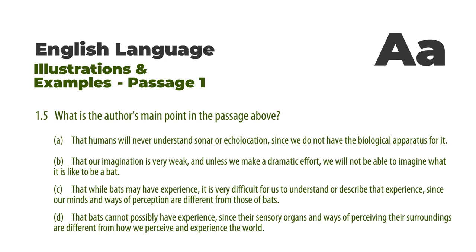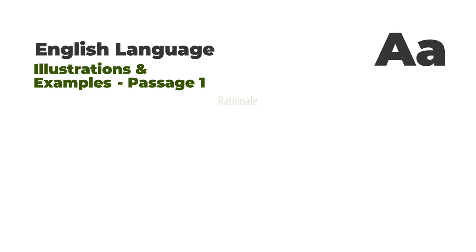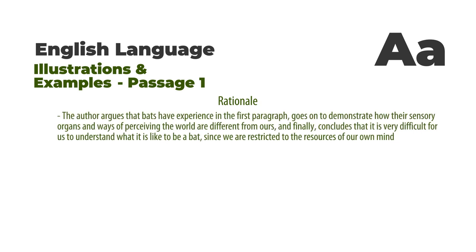The correct answer is option C. Here is the rationale behind the choice. The correct answer is C. That while bats may have experience, it is very difficult for us to understand or describe that experience since our minds and ways of perception are different from those of bats.